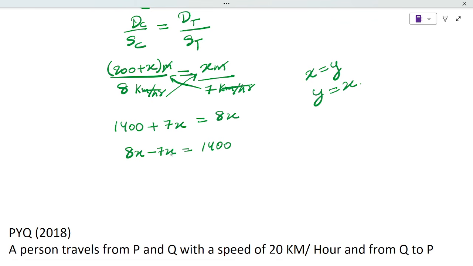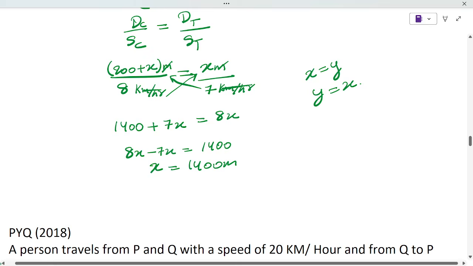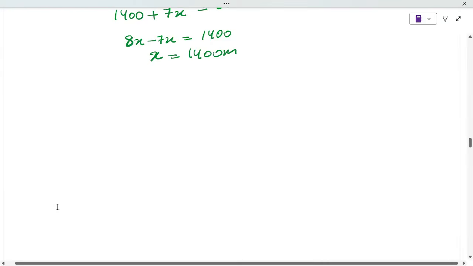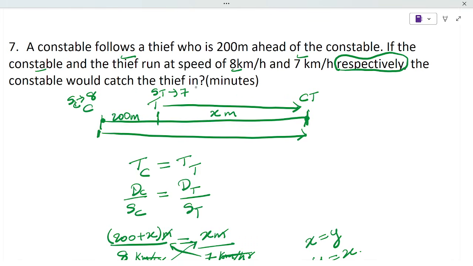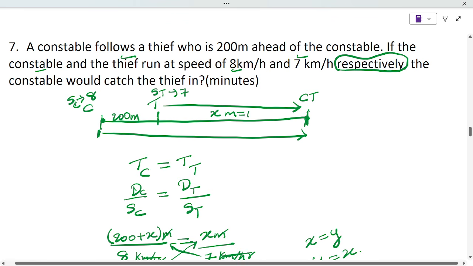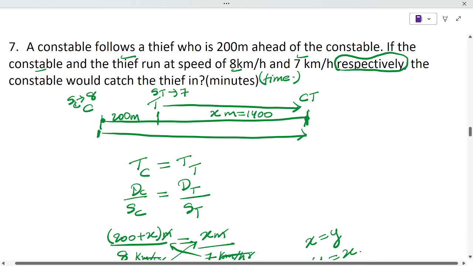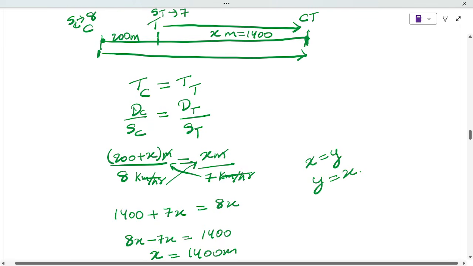So here, how much is the x distance? 1400 meters. Now we got the value of x distance, which is 1400 meters. But the question is not asking for distance. The question is asking for time. They are asking us to find the time. So let's find the time either from time of constable or time of thief, we'll get the same answer.